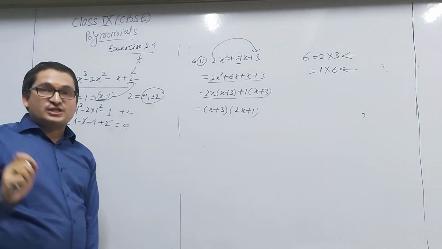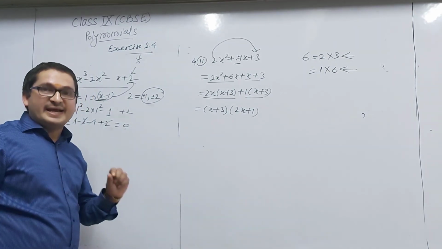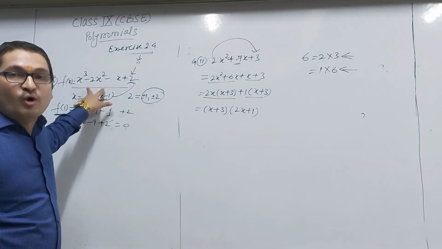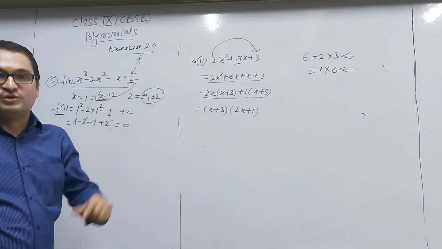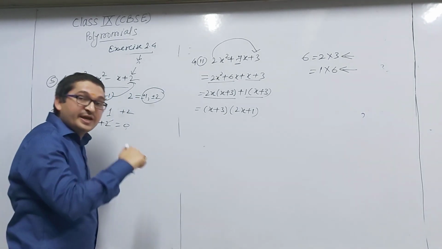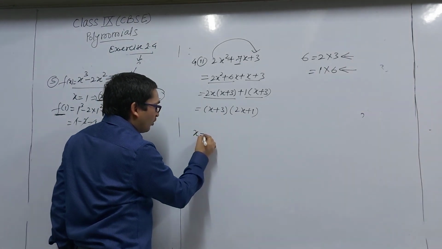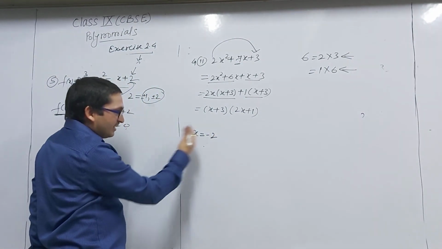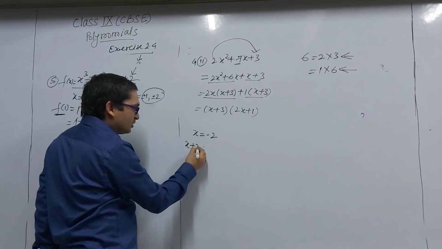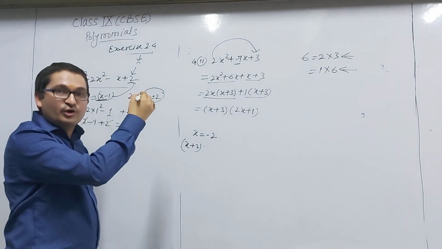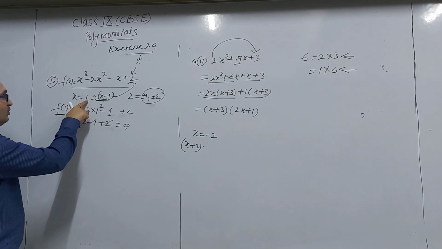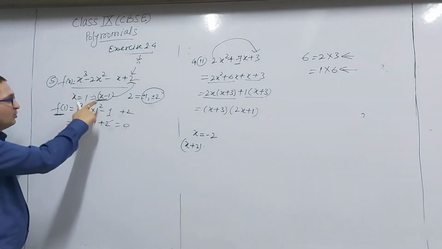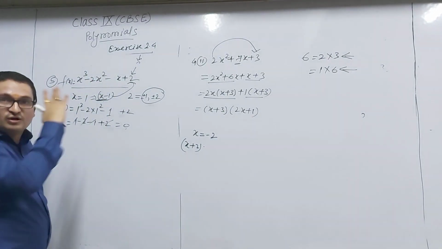If at x equal to 2 this whole polynomial is 0, then x minus 2 is a factor of the given polynomial. If any polynomial is 0 for x equal to minus 2, then bring minus 2 to this side, so x plus 2 will be a factor of that polynomial. So at x equal to 1, this whole polynomial is 0, so x minus 1 is a factor of the given polynomial.